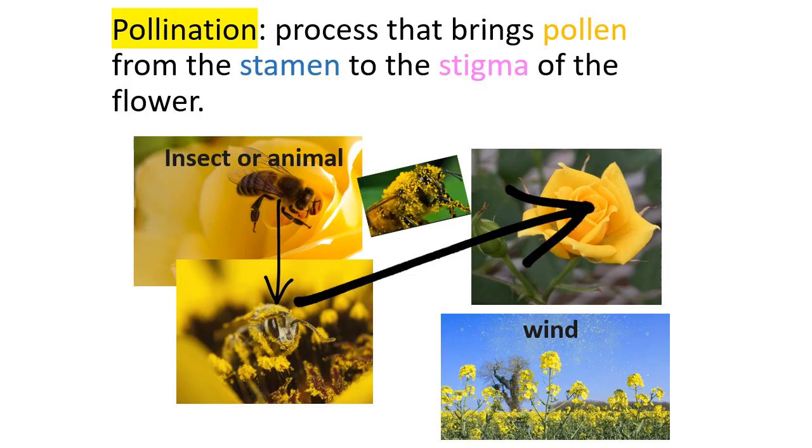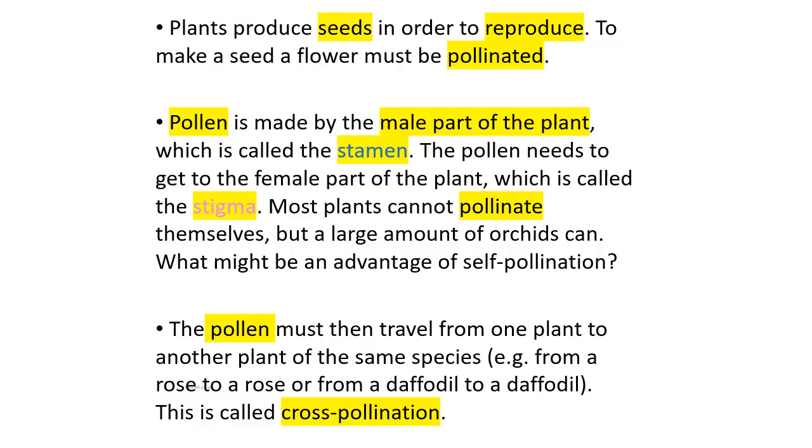So what is pollination? Pollination is the process that brings pollen from the stamen to the stigma of the flower. And insects help do that when they're attracted to the petal and they get pollen on them, like this bee, then they take it to another flower. Okay, also the wind can carry the pollen. It's very light, like powder, and it can land on other flowers.